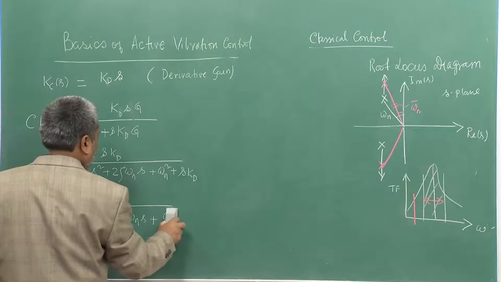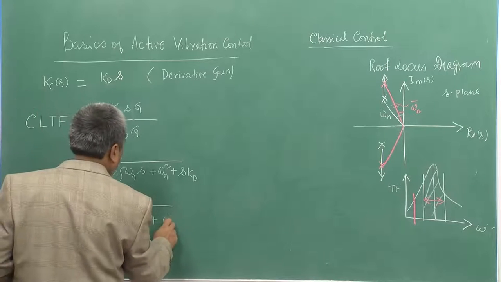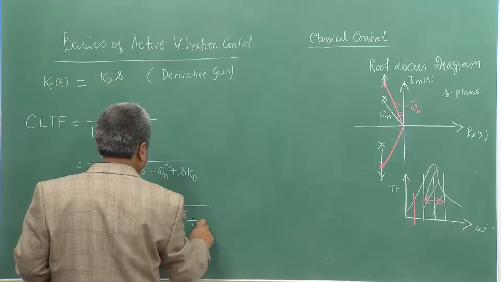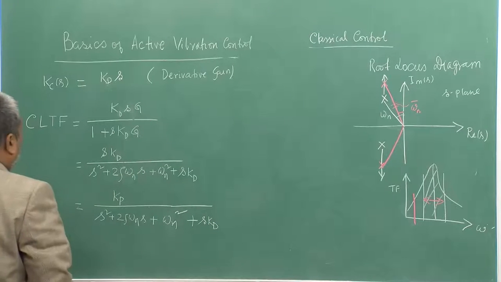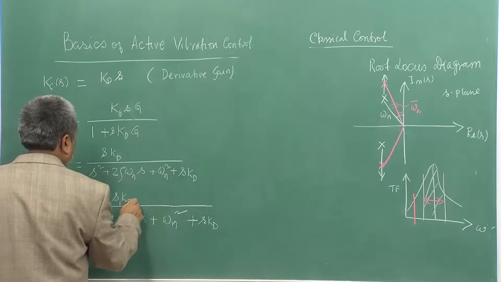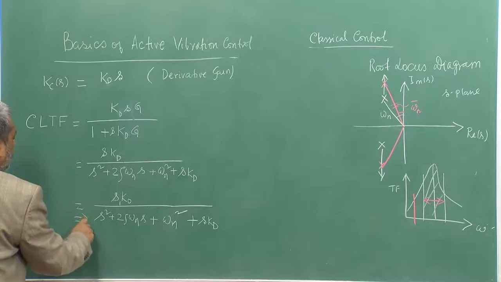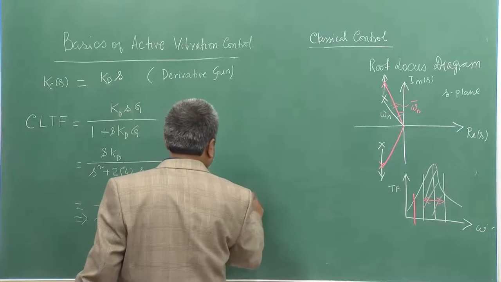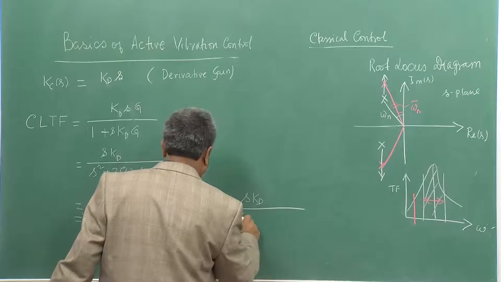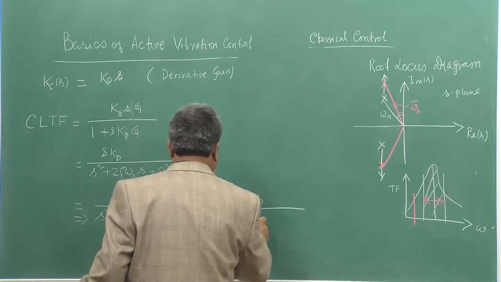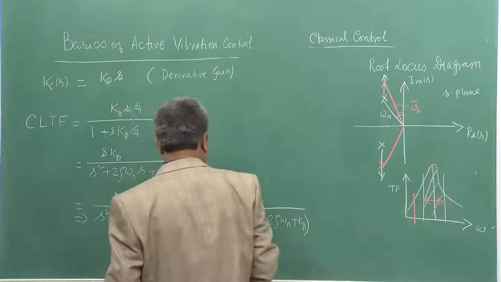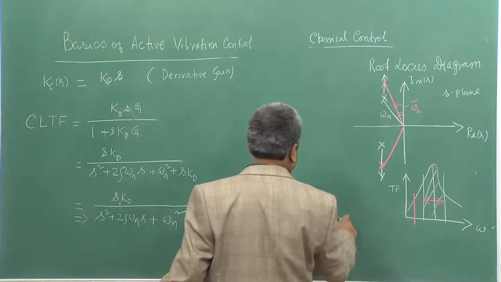So we are going to get no change in terms of the natural frequency. It will be omega n square. However, we are going to get one new term here, which is s KD, and here we will also have s KD. Now, if I focus once again on the denominator, this new denominator is telling us that we are going to have a system which has a changed damping. So it will be s square plus s times 2 zeta omega n plus KD, and then we have omega n square.